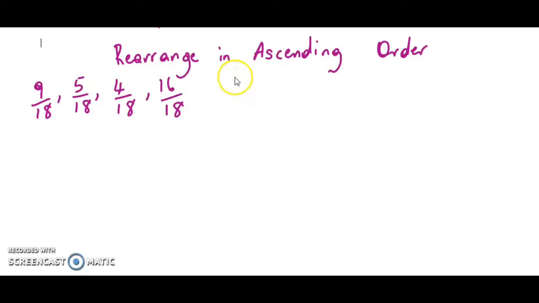Now we are going to move over to looking at rearranging in ascending order. When we are rearranging in ascending order, we are moving from the smallest to the largest. So our fractions, we realize that they have the same denominator. So in this case, you don't have to find any LCM. This is saying they are giving 9 out of 18 to one person, 5 out of 18 to another, 4 out of 18 to another, and 16 out of 18 to another.